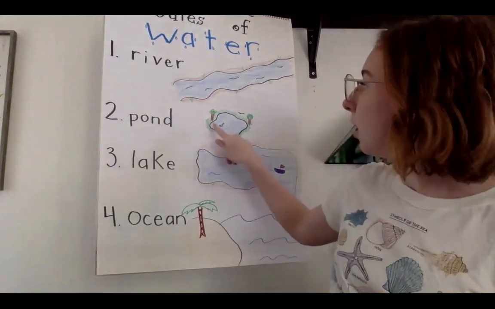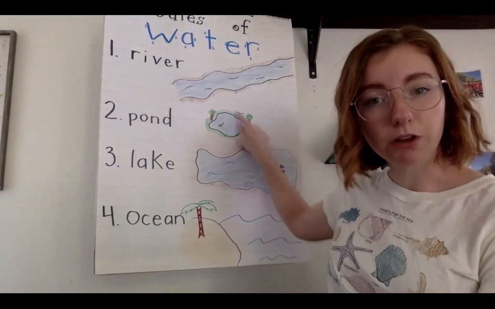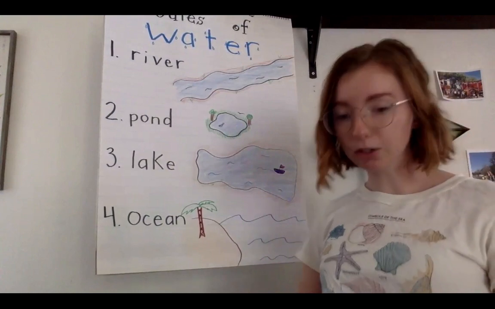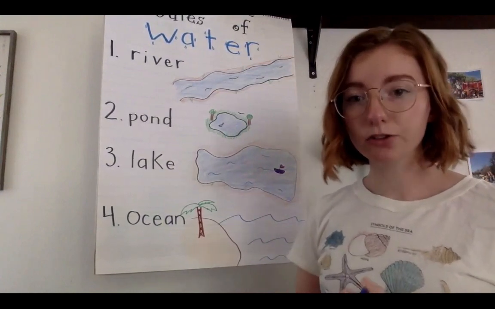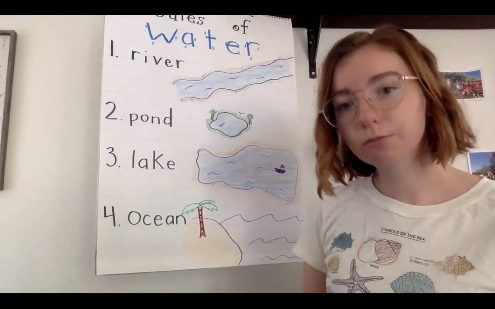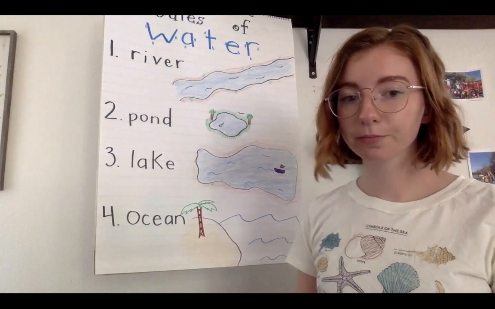Now, next we have a pond. A pond is different because it is smaller and the water is not moving, it's still. Usually the water is fresh, and some things that live in ponds could be turtles and frogs, ducks, even snakes.